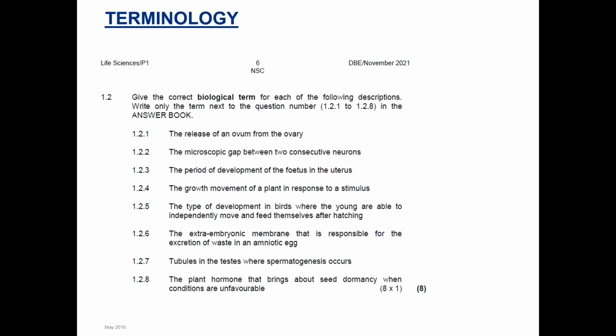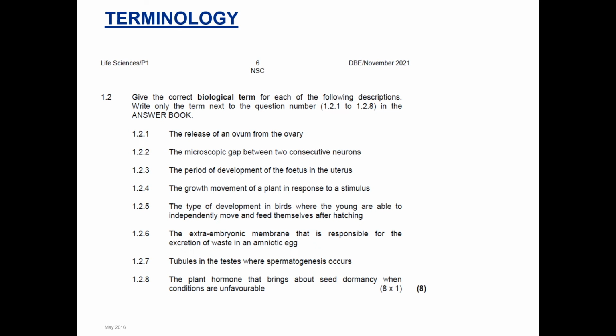126. The extraembryonic membrane that is responsible for the excretion of waste in an amniotic egg. That is the allantois. 127. Tubules in the testes where spermatogenesis takes place. Seminiferous tubules. And then 128.